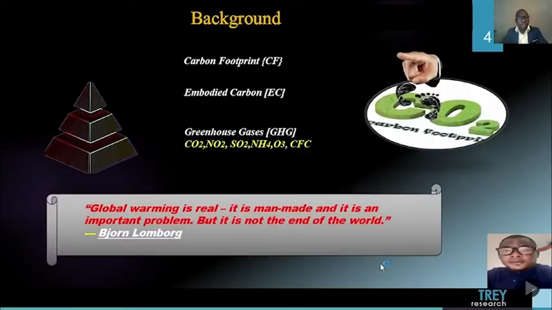Background: in this presentation, I would like to focus more on carbon footprint, embodied carbon, and greenhouse gases. As you all know, embodied carbon is the carbon emission associated with material and construction processes throughout the whole life cycle of a building or infrastructure. Now, how can we use the LCA BIM approach to solve carbon footprint and embodied carbon in construction? That is what I would like to focus on in this presentation.